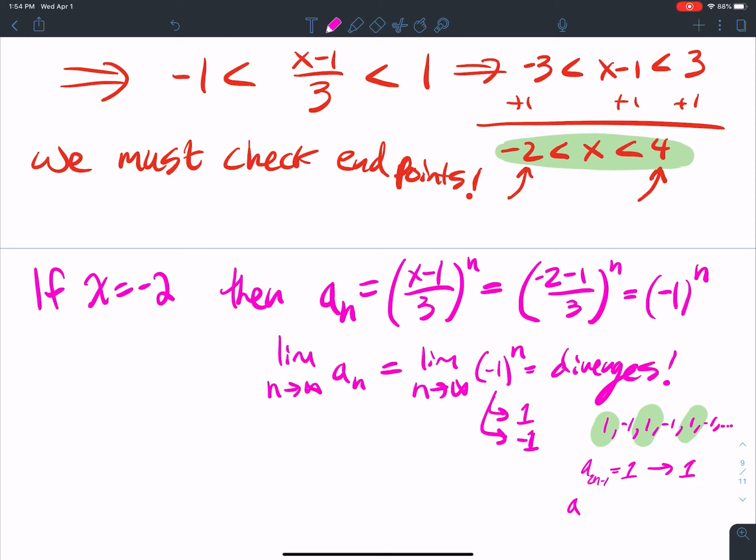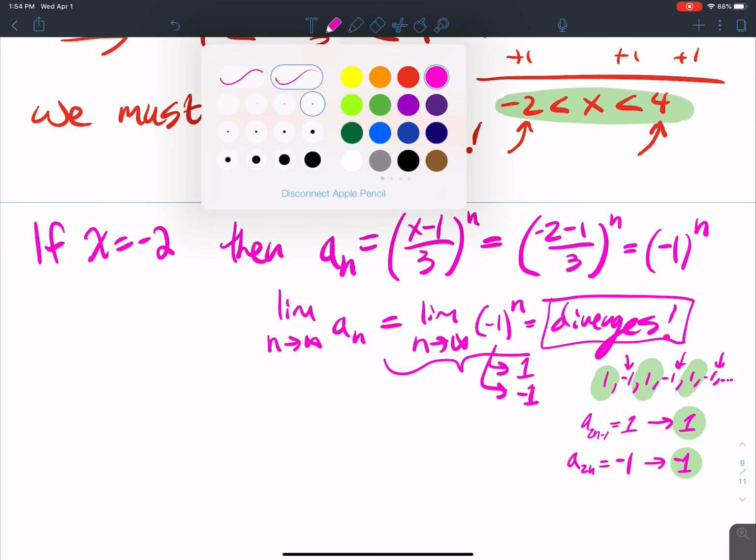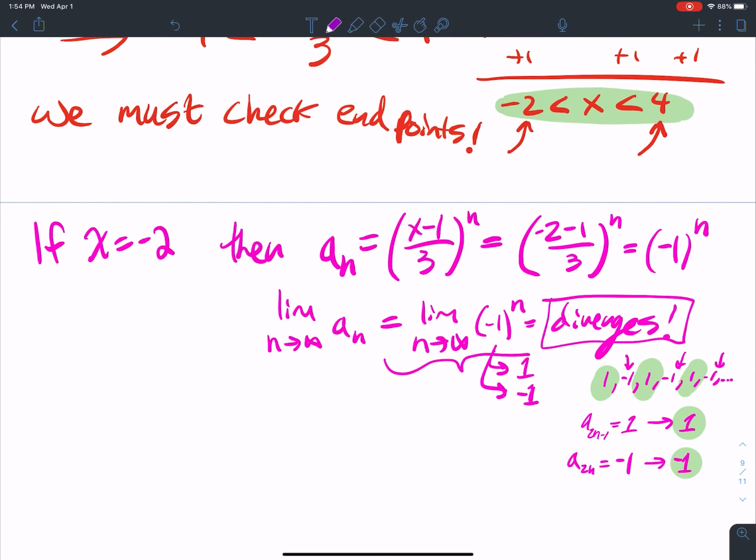But if I take another subsequence of all the even ones, that subsequence goes to 1. The fact that I can go to two different answers looking at different subsequences tells me that this limit diverges. You don't have to prove this. All you have to tell me is that this is swapping between plus and minus 1. Therefore, it's not converging on some limit.